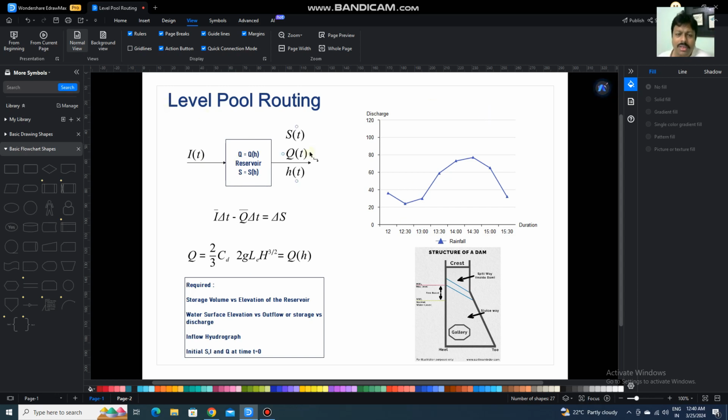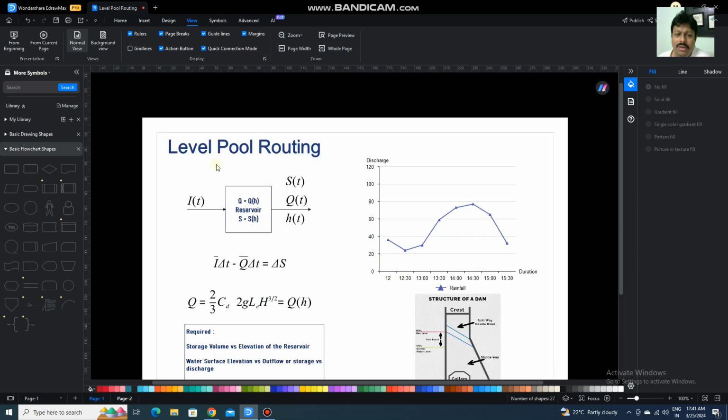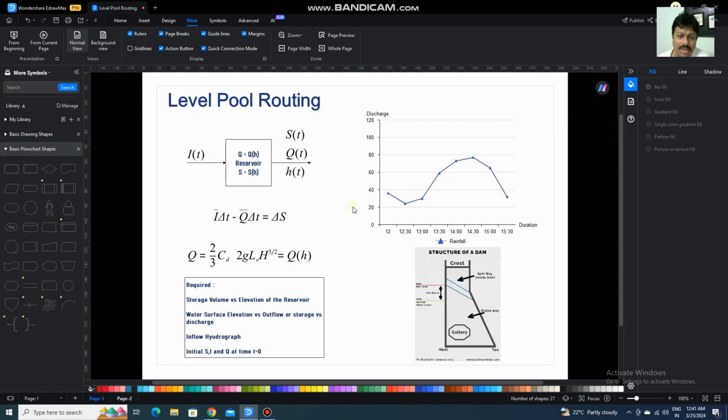This level pool routing is about reservoir or storage routing. So when we are restricting the flow of water in a river, we generally use the reservoir or level pool routing there. Here we have also discussed that I is a function of T, and the storage of water inside the reservoir is also a function of T, outflow is also a function of T, and the water elevation is also a function of T.